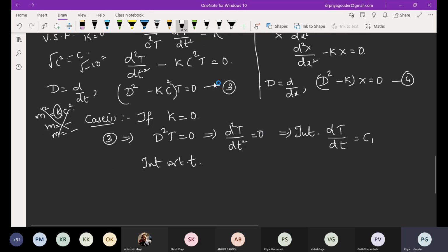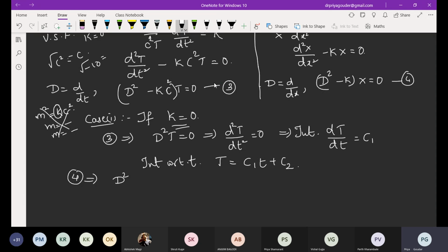Now tell me what happens if you integrate. Capital T equal to, what is the integration of C1? C1 t plus C2. Done. Now, K is not only in 3, it is there also in 4. Let us see what happens if you take K equal to 0 here.